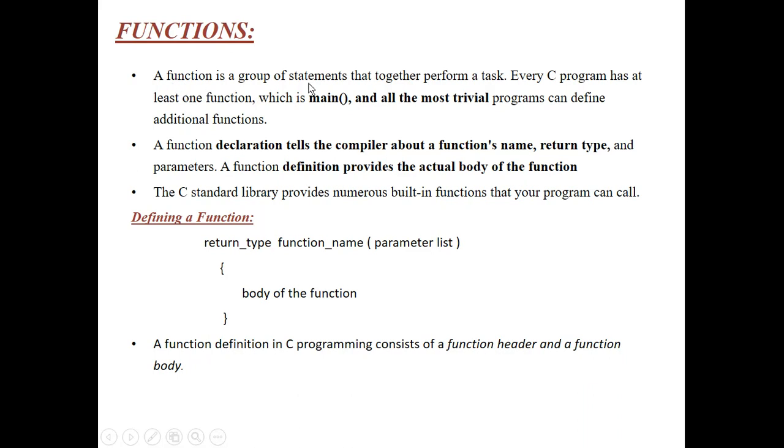A function is a group of statements that together perform a task. Every C program has at least one function, which is the main function, and even the most trivial programs can define additional functions. Function blocks are mainly used in C programs. Function means, suppose we want to execute a block of code, or perform a task consisting of a group of statements.